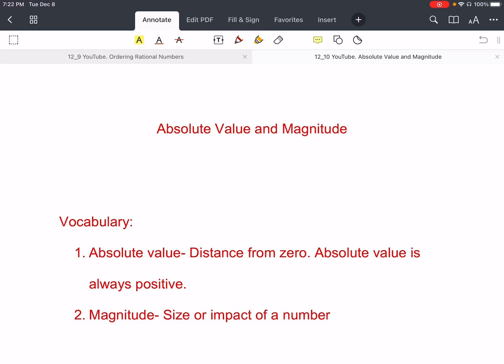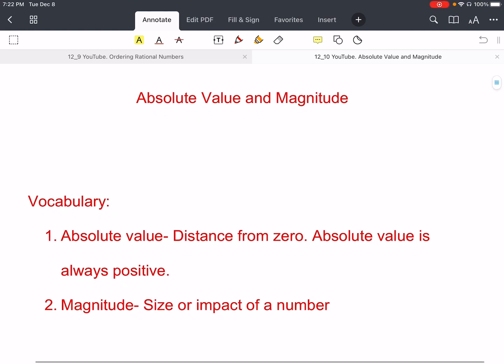Hello. Today's lesson we studied absolute value and magnitude. There are a couple of vocabulary words that we learned. So, absolute value, that is the distance from zero.